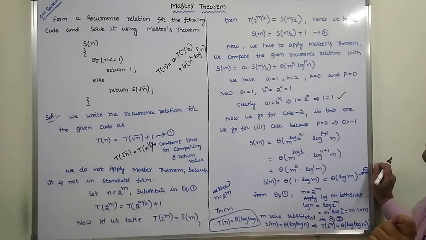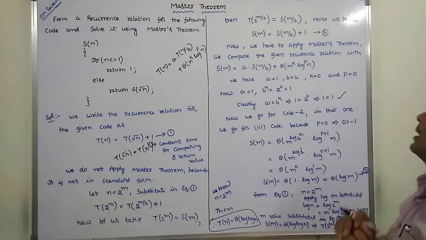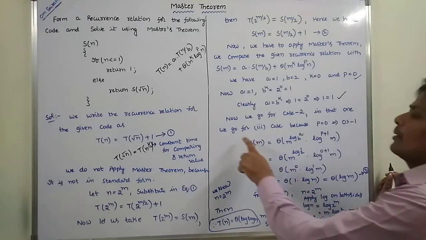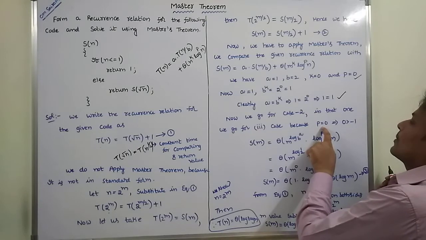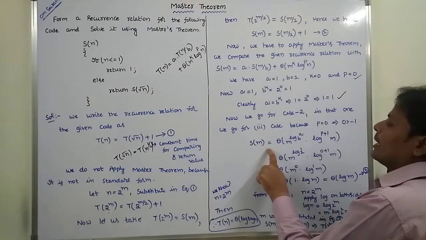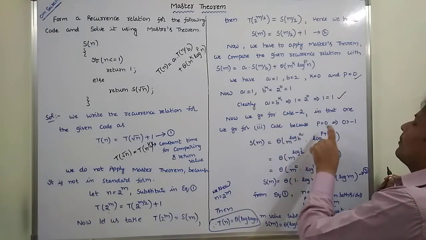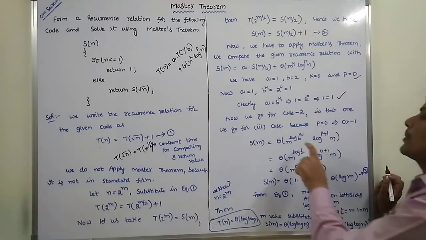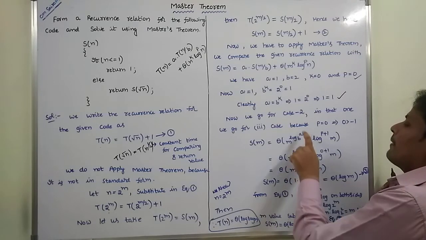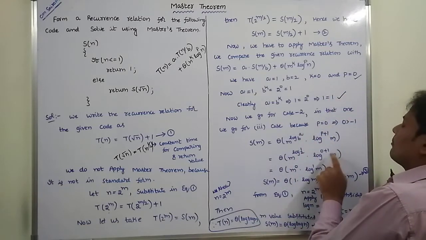In case 2, there are three subcases. Which subcase is true? Here p is equal to 0, so we go for the third subcase, because p is equal to 0, which is greater than minus 1. So S of m is equal to theta of m power log b base a into log power p plus 1 into m. Now substituting a and b values: theta of m power log a value is 1, b value is 2, log power p value is 0, so 0 plus 1, 1 into m.